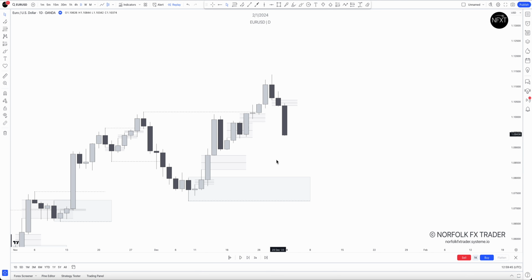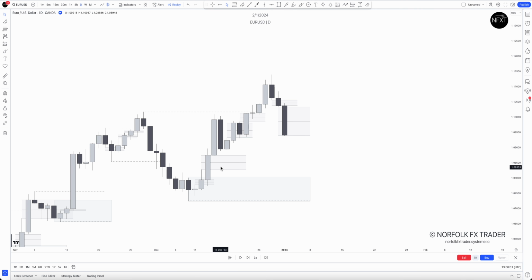So there's a big push. There you go. We were looking for that pullback. We got a little push up to the 50% of that imbalance. Great trade we could have had on that day. Okay, so we got a nice sell to the downside, looking for the market to head towards this area.